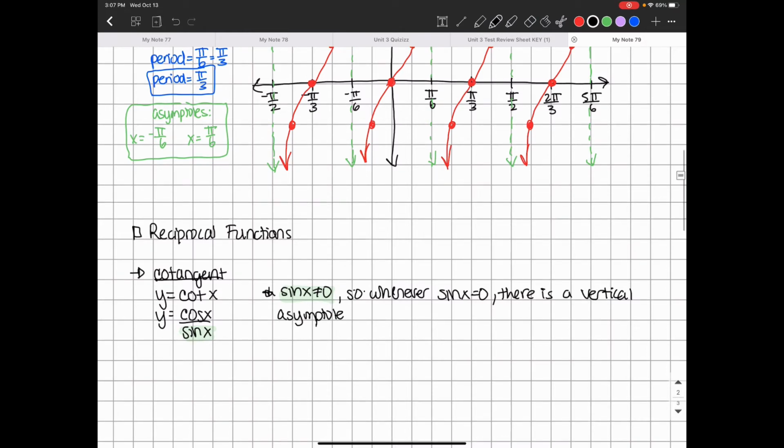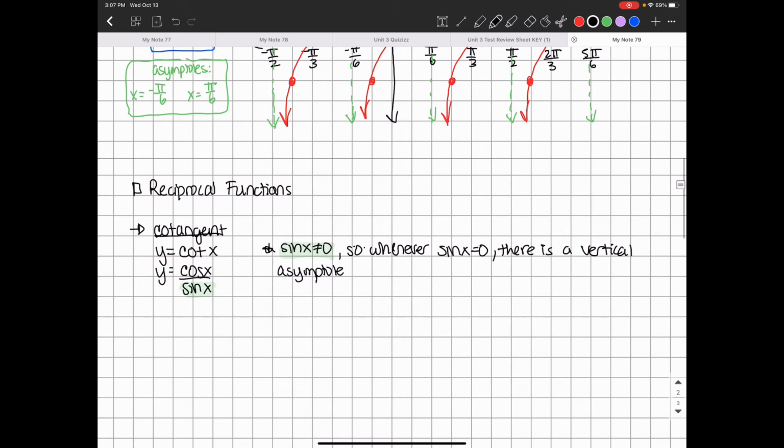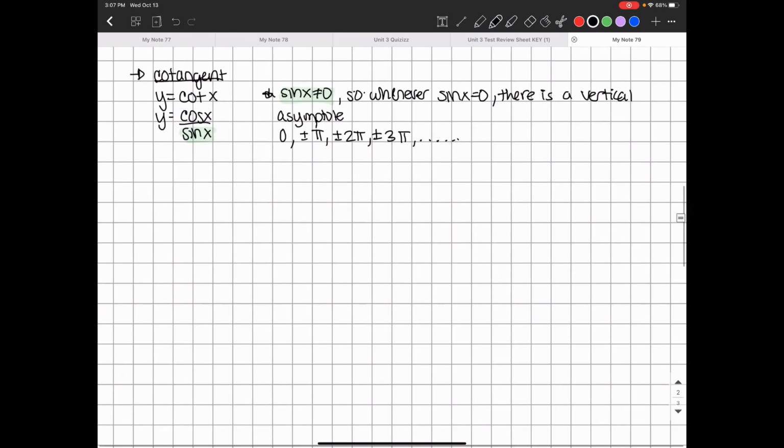And the x values that would make sine equal to 0 are 0, plus or minus pi, plus or minus 2 pi, plus or minus 3 pi. Those are the values that would make sine of x equal to 0. So all of these are going to be vertical asymptotes on my graph for the parent function.